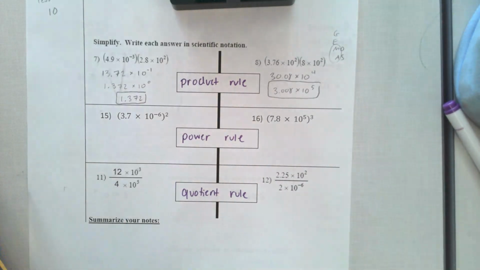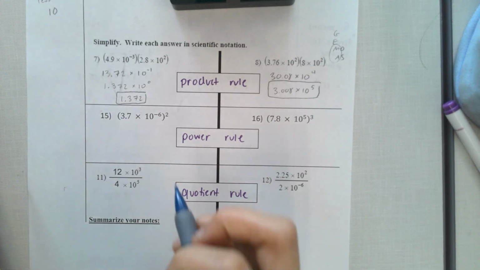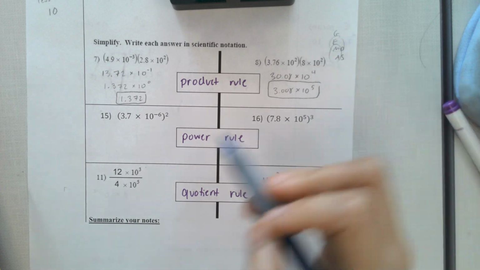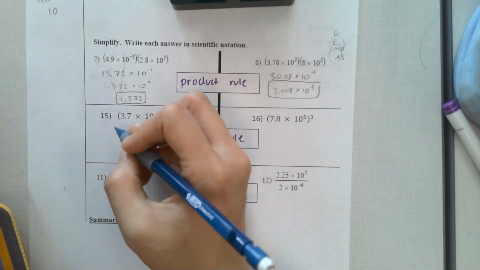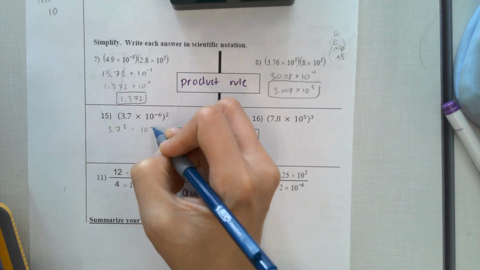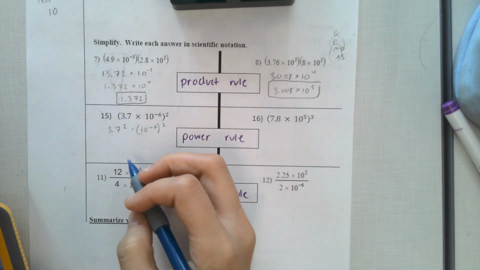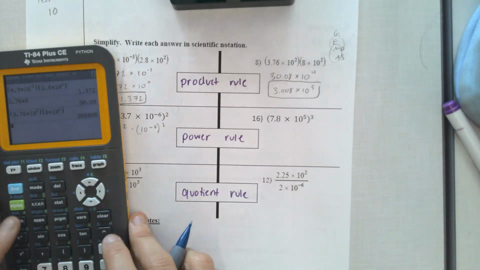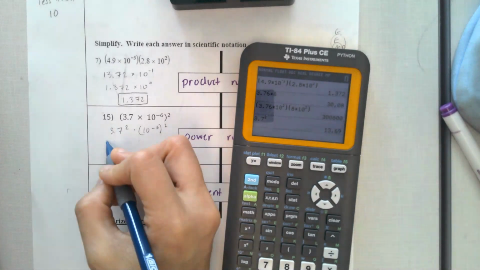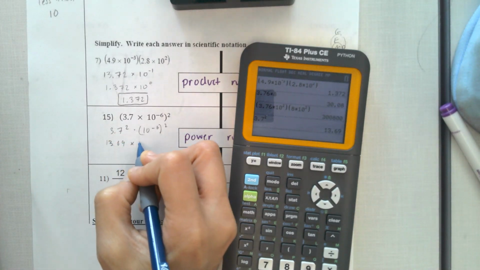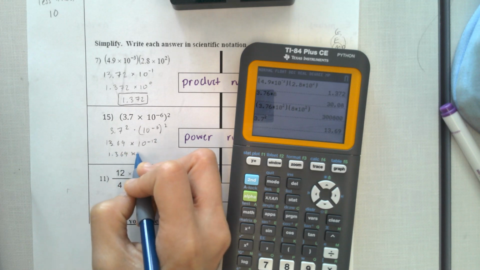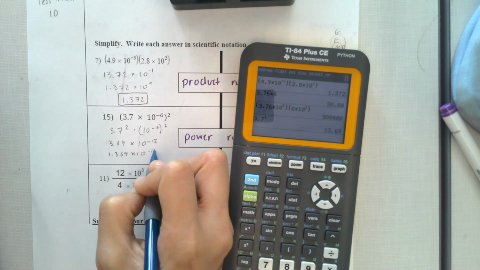Okay, let's do power rule. So remember, in our GEMDAS, right, if we have an exponent, we're multiplying. So we need 3.7 squared times 10 to the negative 6th squared. So we have 3.7 squared, 13.69 times 10 to the negative 12th. We need to move this over, 1.369 times 10 to the negative 11th.